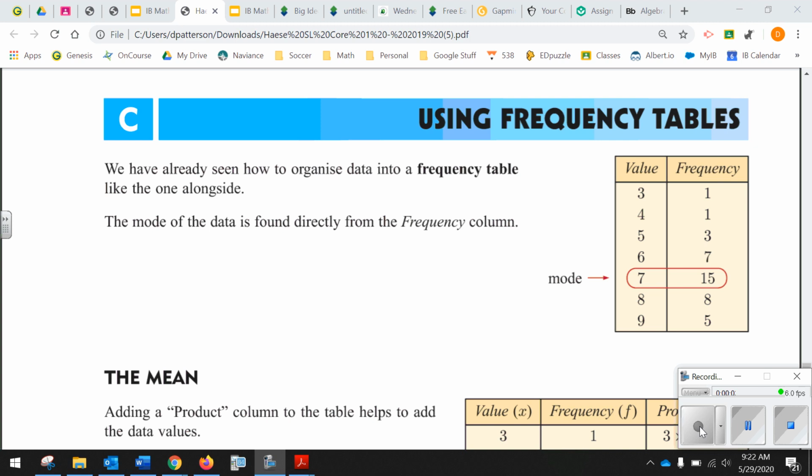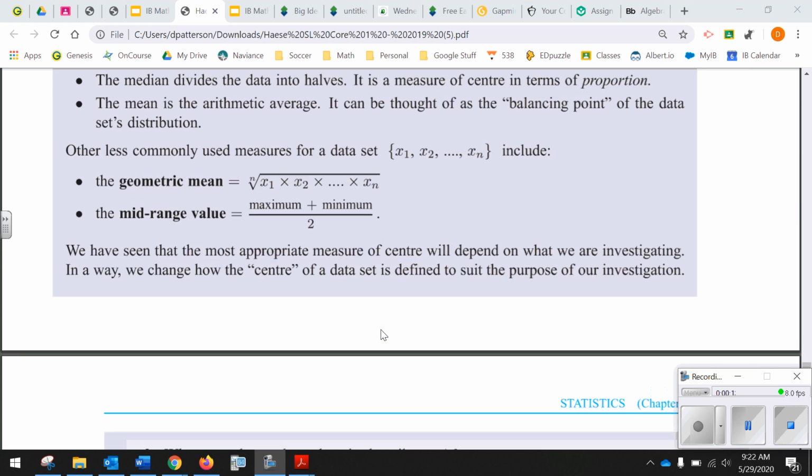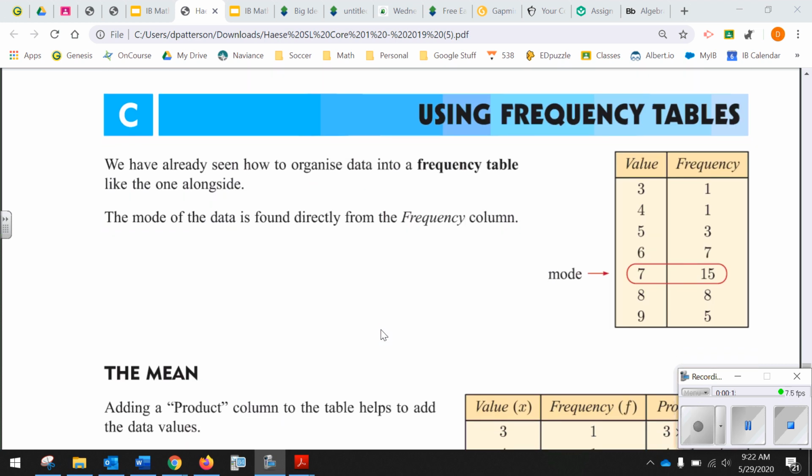I'm here with another video for IB Math AASL. Still in the core book here, we're taking a look at section C from chapter 12, right? Let's see. Yeah, chapter 12. We're taking a look at frequency tables here.